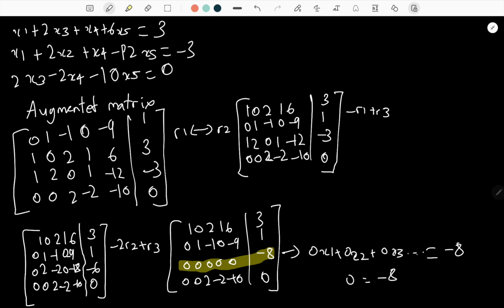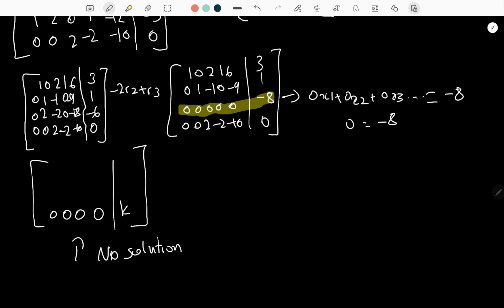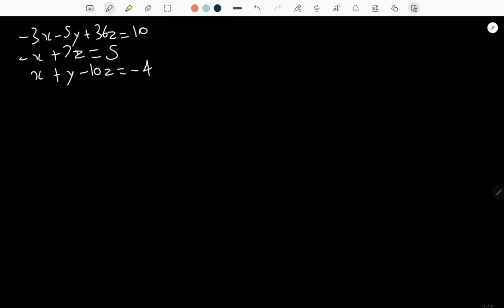So one standard to follow, I'll just show you right now. When you see this, that on the left hand side it's a 0 row, and on the right side there is a k, meaning any value except 0, this means that there is no solution. So whenever you see this, instantly you can write there is no solution. So next up we will do an example with infinitely many solutions.